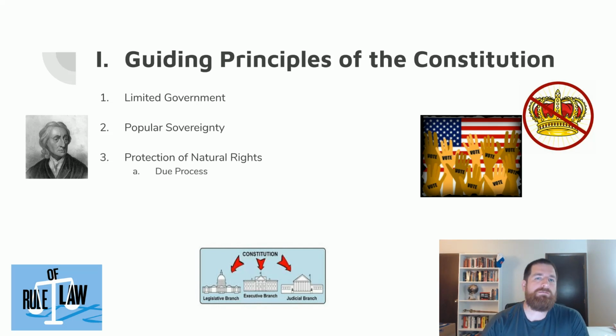Going hand in hand with protection of natural rights is the idea of due process, which essentially says that government cannot take those rights away from you unless first you are given a trial by jury to prove your guilt or innocence over some issue that would require that the government throw you in jail or take property away from you or what have you.